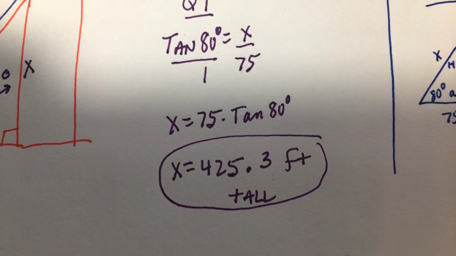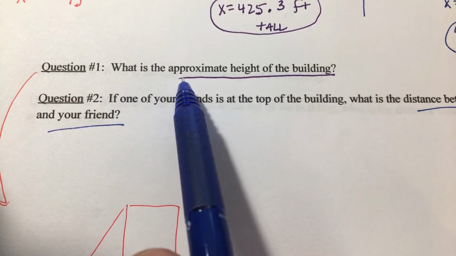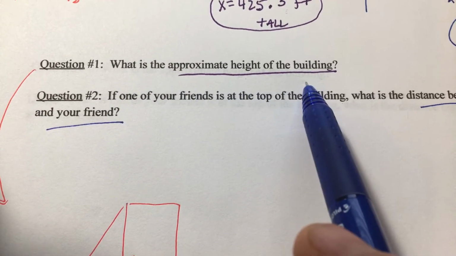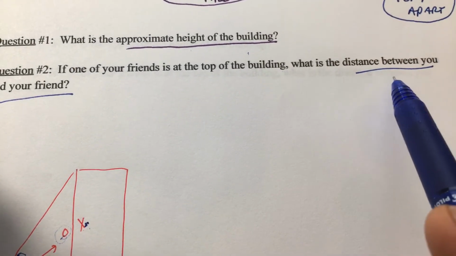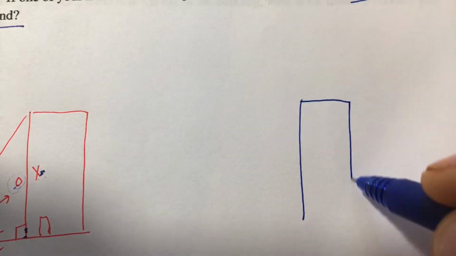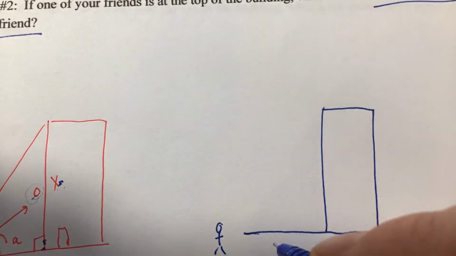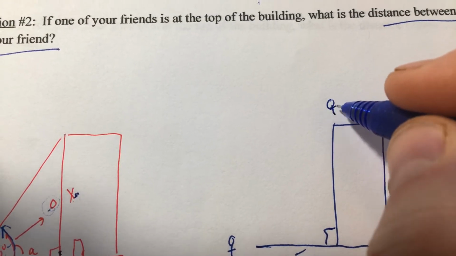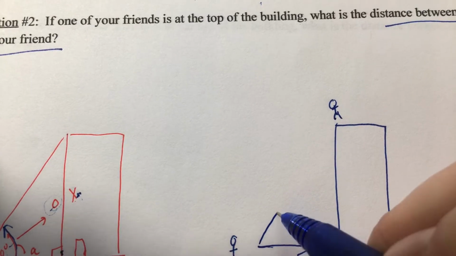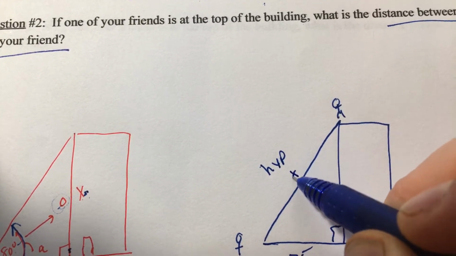Okay. Now, that was question number 1. What is the approximate height of the building? Okay, question number 2. If one of your friends is at the top of the building, what is the distance between you and your friend? So let's draw another picture. Here's our building. Here we are, 75 feet away from the base. And here's our friend at the top of the building. What's the distance between them? Well, that would be the hypotenuse. So let's put our X there.